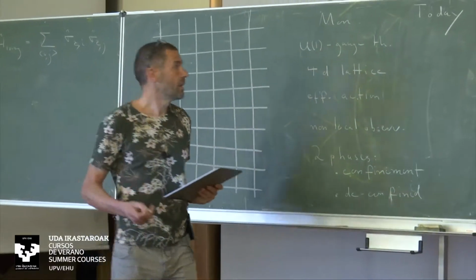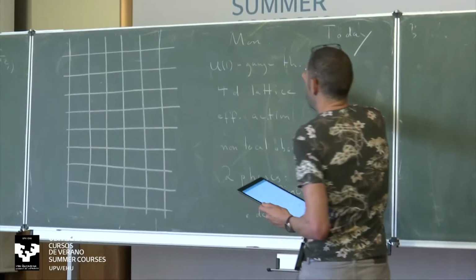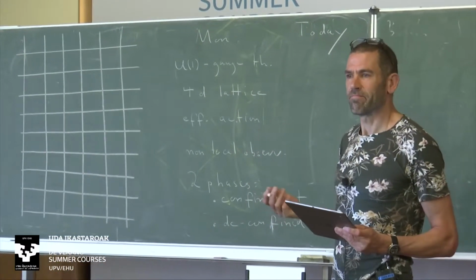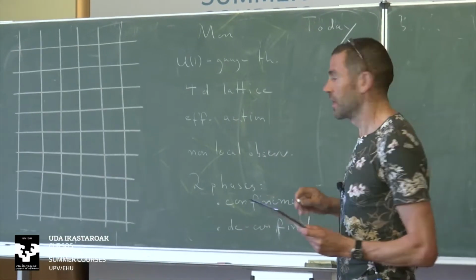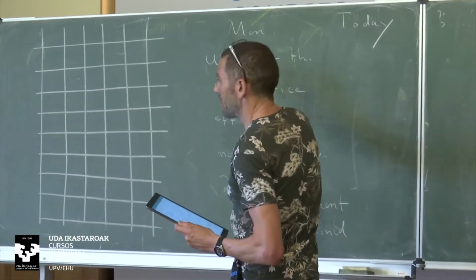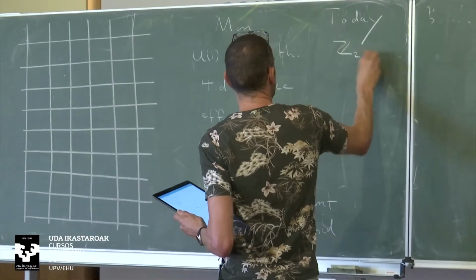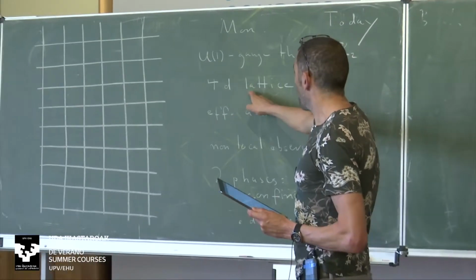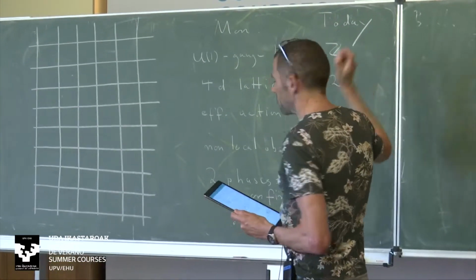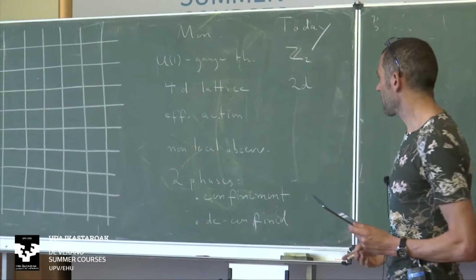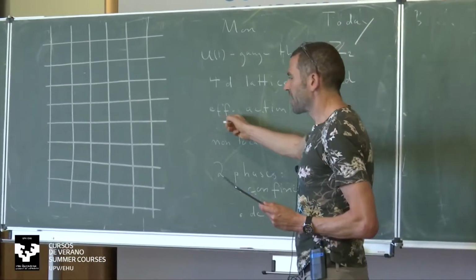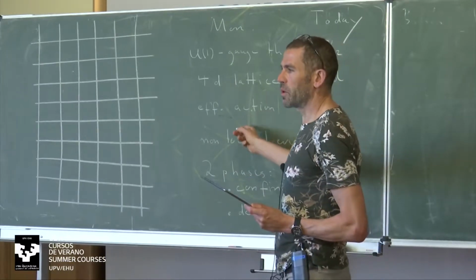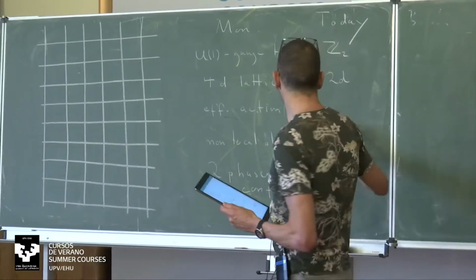It will be simpler in the sense that we now replace our U1 gauge degrees of freedom, the phases, just by binary variables, Ising variables, plus minus 1. So formally speaking, instead of U1, we consider Z2, Ising variables. Second, instead of a 4D lattice, we go to a 2D lattice. That's also simpler. And instead of using the effective action description, which is efficient but perhaps somewhat abstract, we directly work with quantum Hamiltonians.